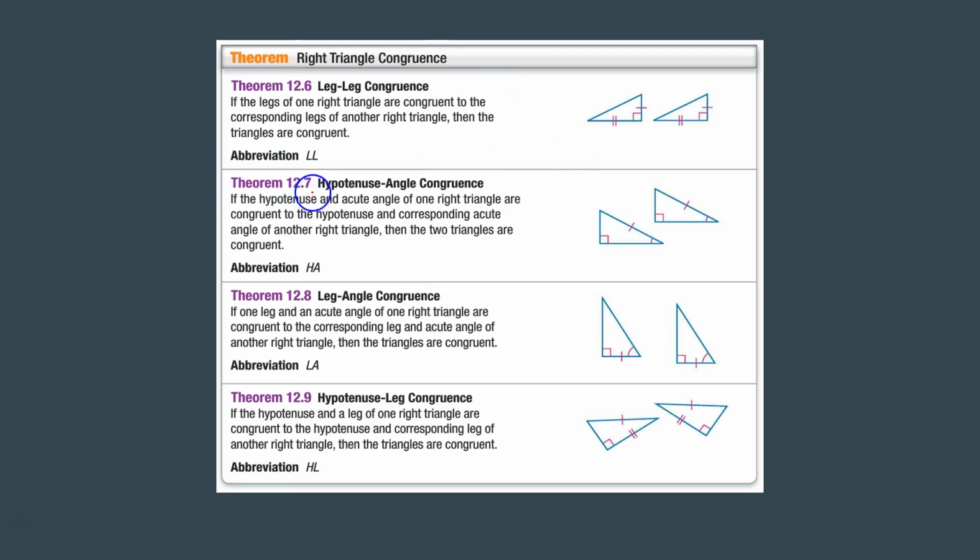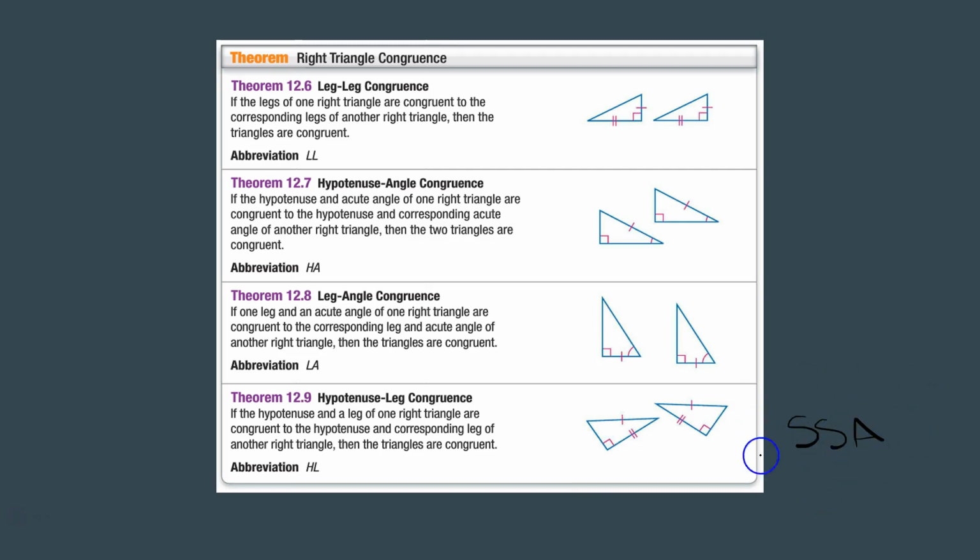Then we have our other theorem, hypotenuse-angle congruence. This should look pretty familiar because it is angle, angle, side. And the leg-angle congruence is angle, side, angle. And last but not least, we have the hypotenuse-leg congruence. If we're looking at the hypotenuse-leg congruence, we have side, side, angle. We have S, S, A.